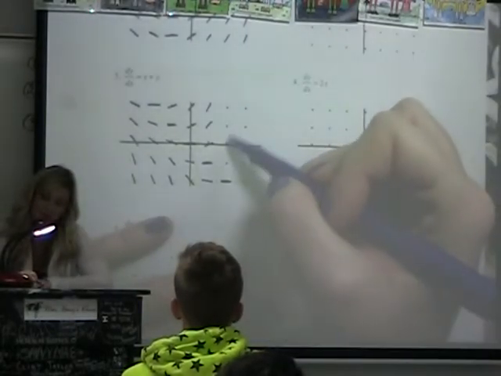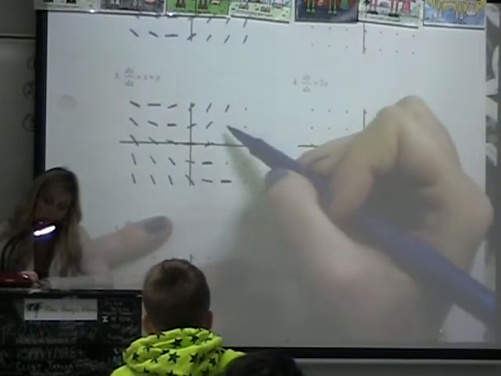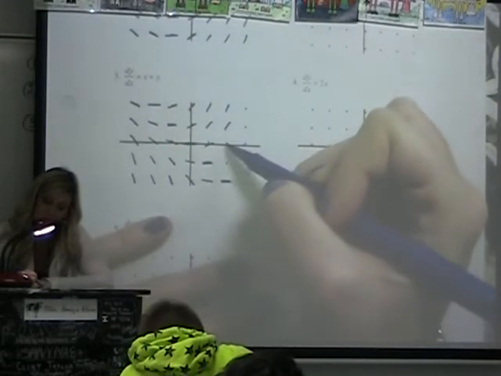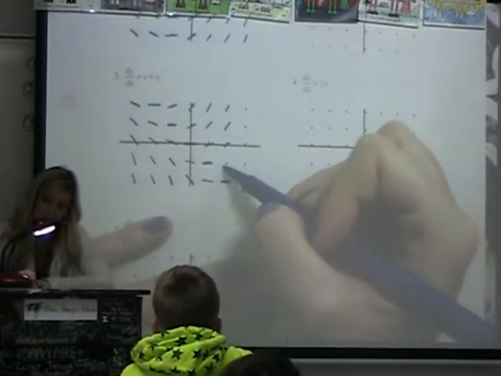Then we have 2, 2, which is going to be 4. 2, 1 is 3. 2, 0 is 2. 2, -1 is 1.